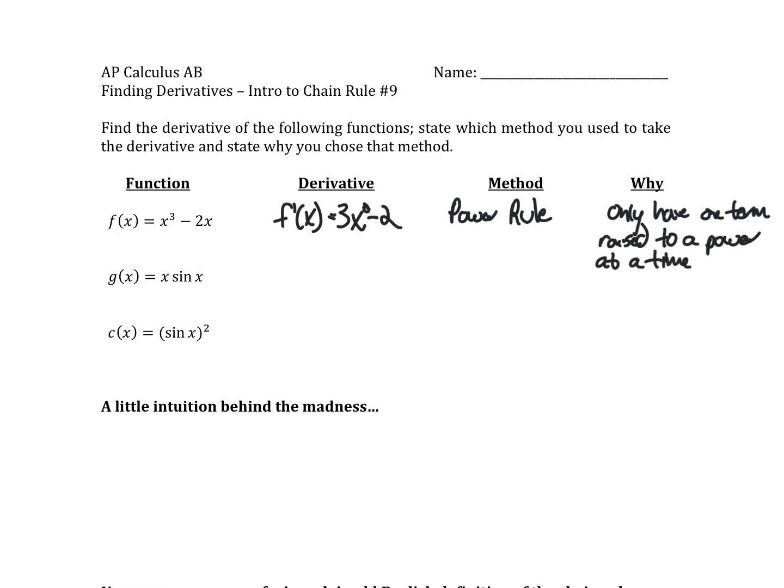Okay. However, if I asked for the derivative of x sine of x, we would have to use the product rule in that case, and our derivative would be g prime of x equals x cosine of x, so leave the first one the same, multiplied times the derivative of the second, plus take the derivative of the first, the derivative of x is 1, times the second function, sine of x. That's the product rule, as you know. And why do we do that? Because we had two functions being multiplied together.